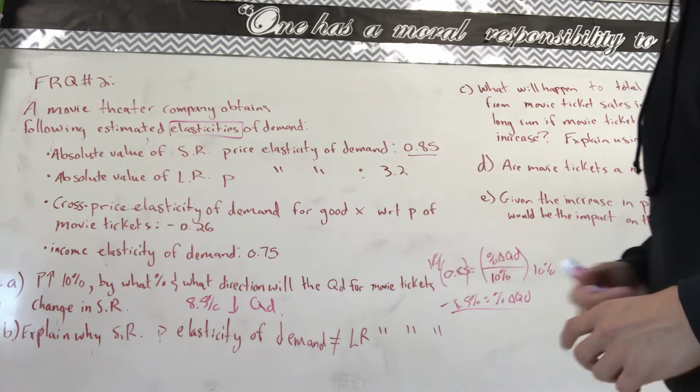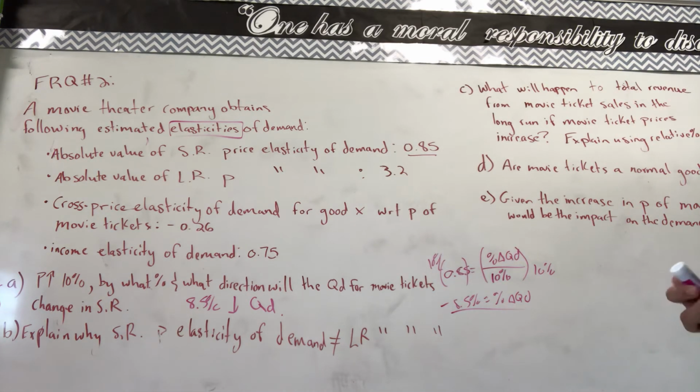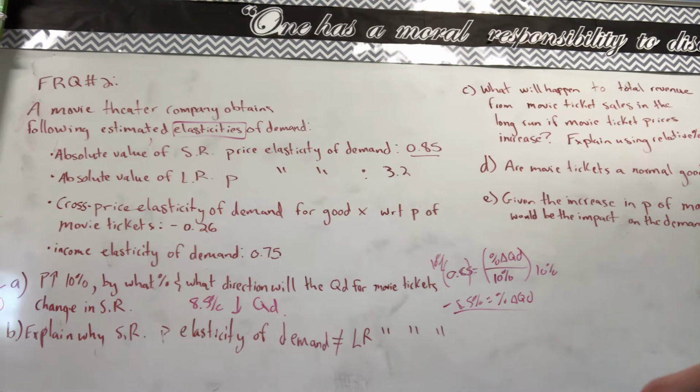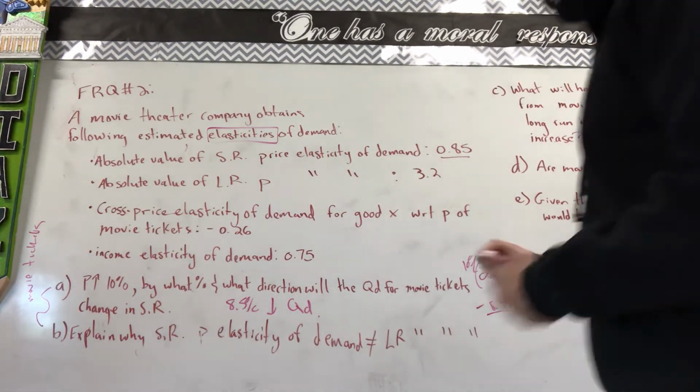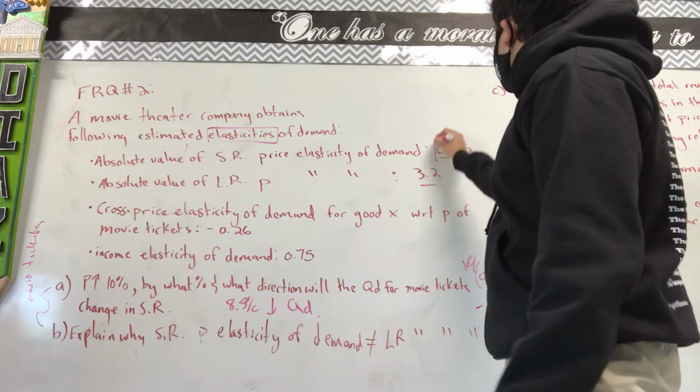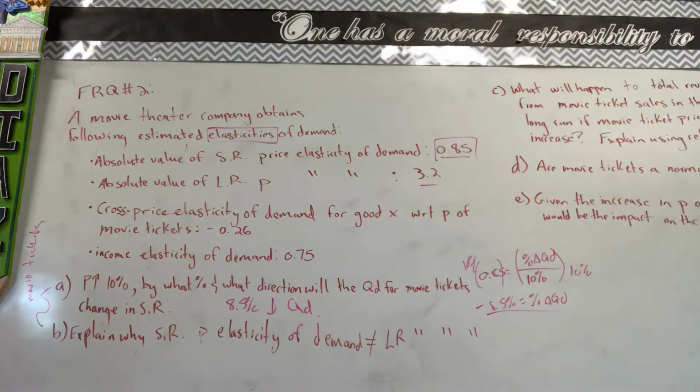And then it asks, why is short-run price elasticity of demand not equal to long-run price elasticity of demand? So we can see long-run price elasticity of demand is considerably more elastic. Right? 3.2 is our statistic compared to 0.85. You can just talk about over the long run, people have different options. They're able to account for changes in price much quicker than in a shorter time frame.